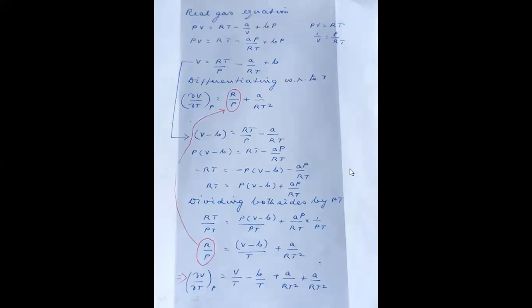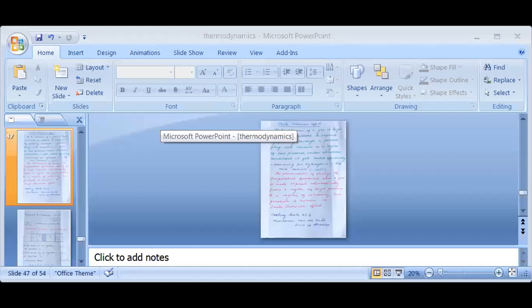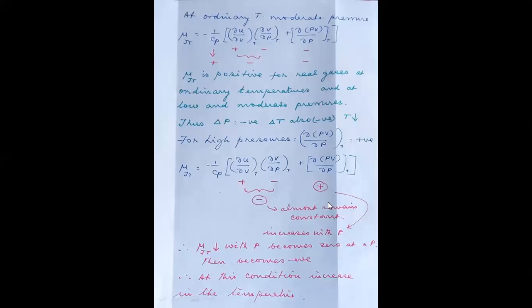When pressure increases, this particular term increases on the positive scale. Up to a particular point, this entire term becomes zero, and after that it becomes negative. At this condition, the temperature will increase. So μJT decreases with the pressure and becomes zero at a particular pressure, then becomes negative.